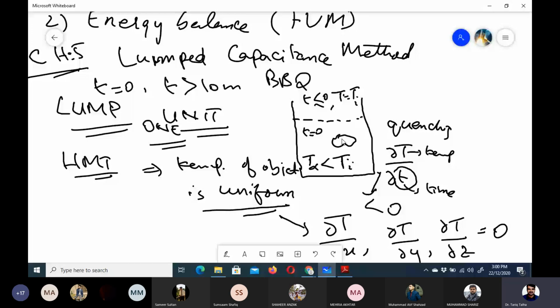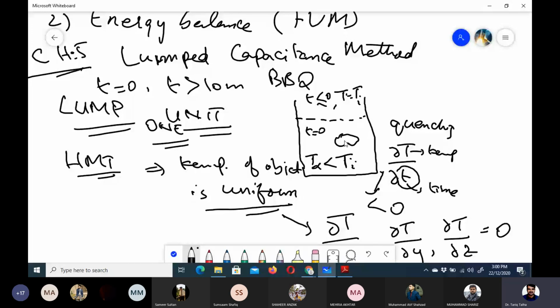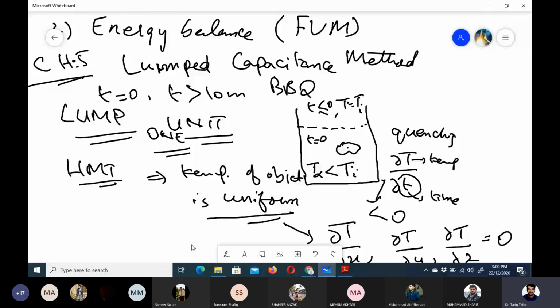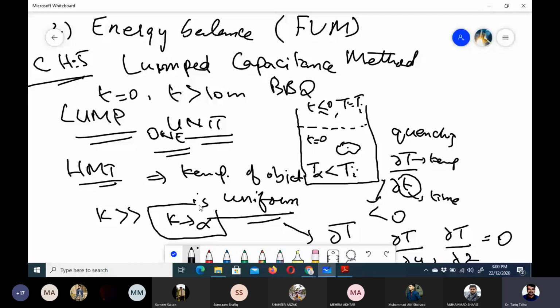So in terms of heat transfer conduction, when would that occur? That would occur when K is a very large value, or maybe we can say it approaches infinity. So when the thermal conductivity of this object is very high compared to the convection resistance offered by the surrounding fluid, then we can say this object is totally at the same temperature which is at the boundary.